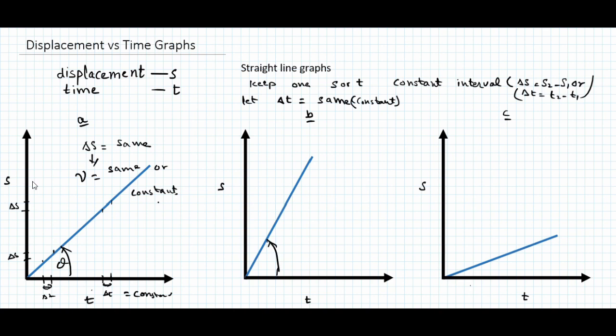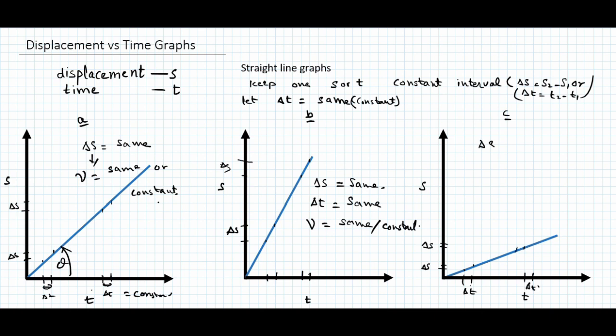The graph B is also a straight line, but its slope is higher. In the same time interval, delta S is the same within the graph. So delta S is again constant, delta T is constant, velocity is the same or constant. In graph C, slope is much smaller than A and B. As delta T is constant, delta S along both time intervals is also the same. The change in delta S is the same, so velocity is also constant.